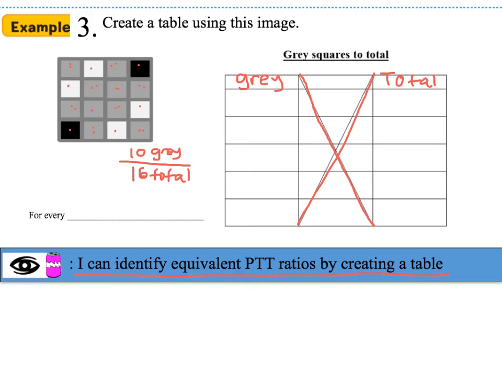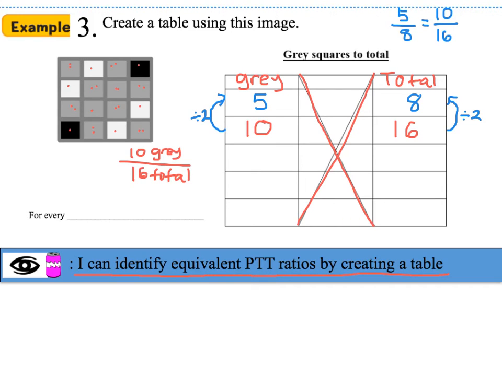So what I'm going to do is I'm going to write 10 gray squares in this box with 16 total squares in that box. Now the reason why I skipped the first box is because I still need to reduce. Now if I scale backwards, I can divide 10 and 16 by 2. So if I divide 10 by 2, I get 5. And if I scale backwards from 16, if I divide that by 2, I get 8. So notice my other ratio could be 5 over 8, or an equivalent ratio would be 10 over 16.